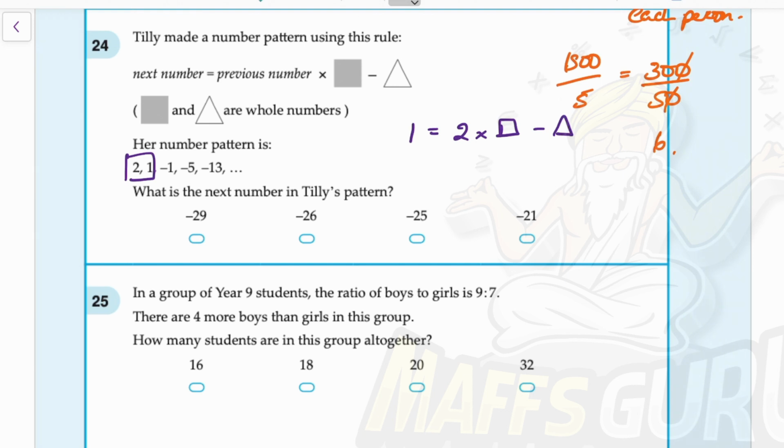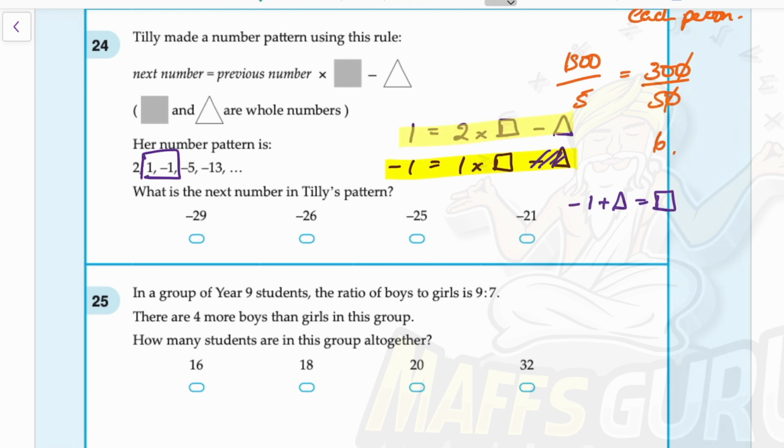And to get the next two numbers, right, so we've done a sort of a relationship between those two numbers. What about these two numbers? Well, her next number -1 is equal to the previous number 1 times square minus triangle. Okay, so what can we do here? Well, using algebra, we can actually work out what a square is. So what we now know here is that we're going to add a triangle to both sides. So we know that -1 plus a triangle is equal to a square.